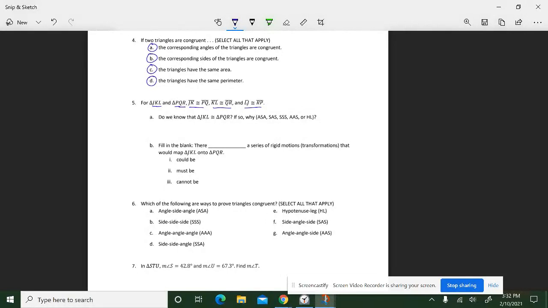So everything matches up, and we have 3 pairs of congruent sides. So if we have 3 pairs of congruent sides, all the sides are in the same spot, everything's matching up, we know, yes, they have to be congruent by side, side, side. So side, side, side means we have 3 sets of congruent sides.